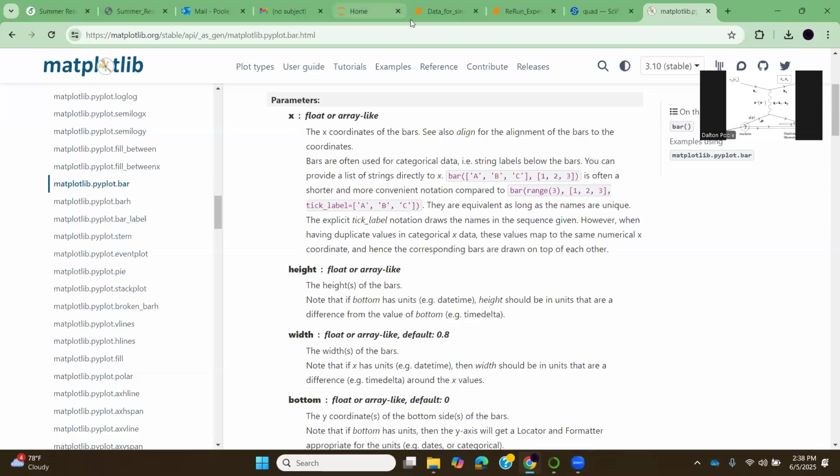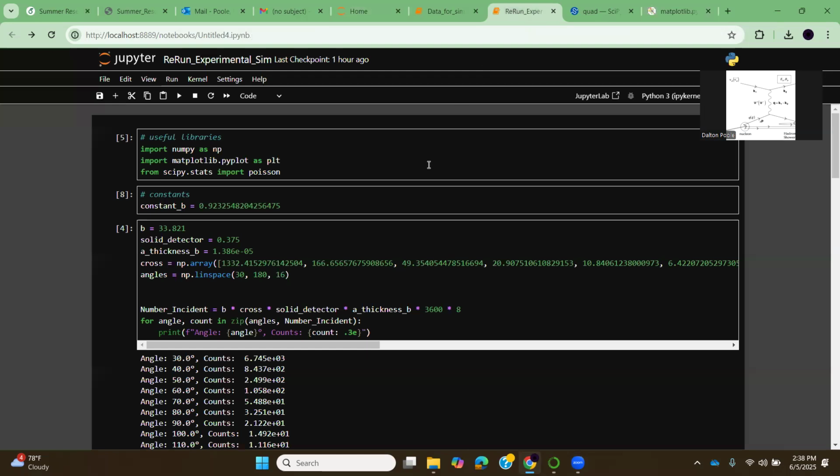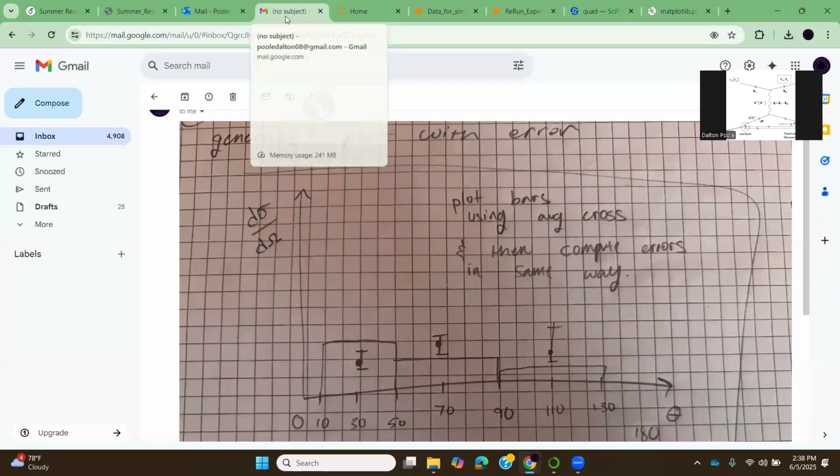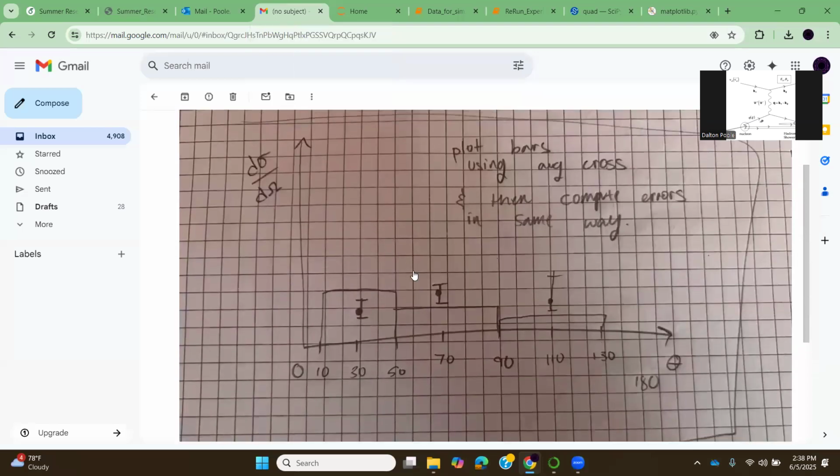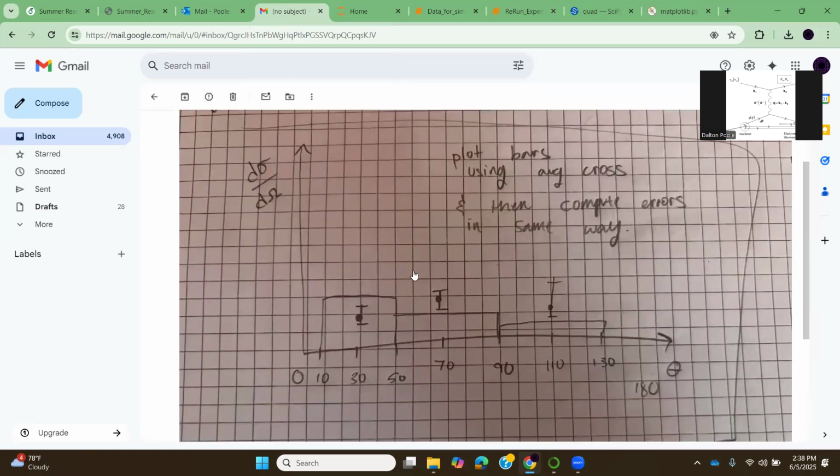So basically, what I'm trying to do, I have a picture pulled up conveniently, is Dr. Daniels wants me to generate a plot that looks like this. So you're probably wondering what the heck this is supposed to be.